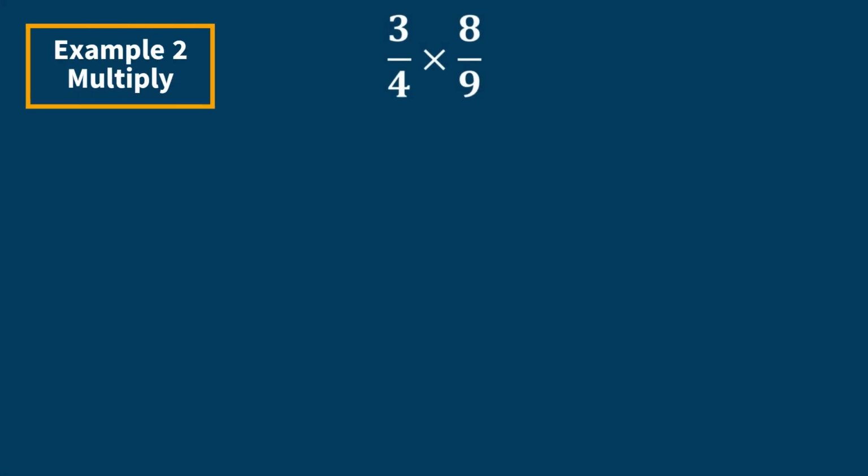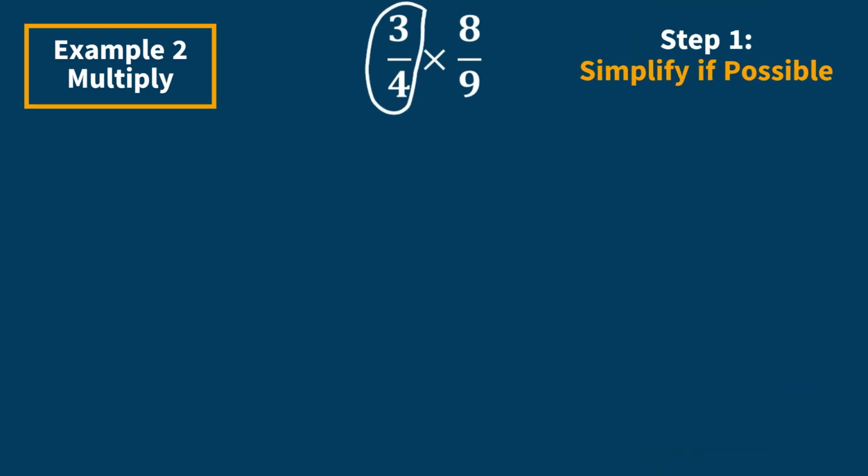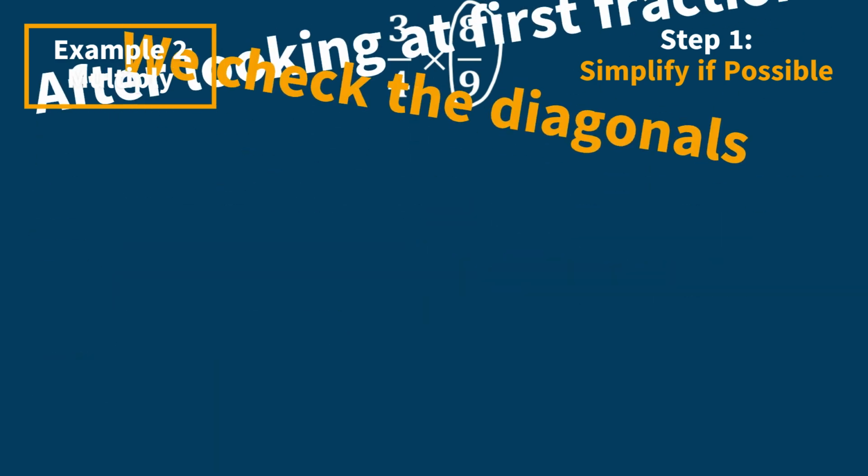Example number 2, we have 3 over 4 times 8 over 9. So, step 1, we want to check if we can simplify. I'm looking at the first fraction here. 3 and 4 do not have any common factors, so we cannot simplify that one. Now, let's look at our second fraction, 8 over 9. 8 and 9 do not share any common factors, therefore we cannot simplify that.